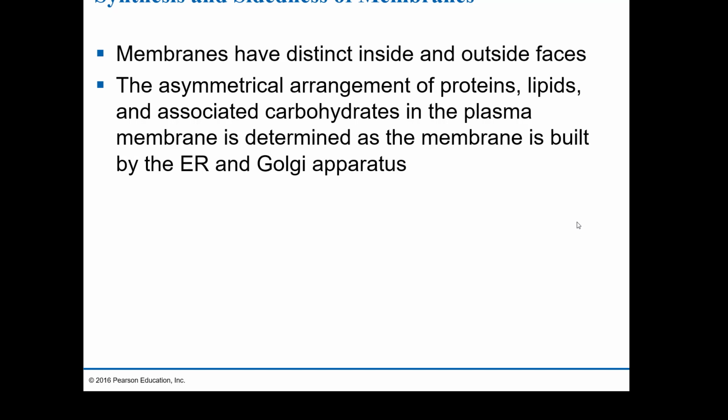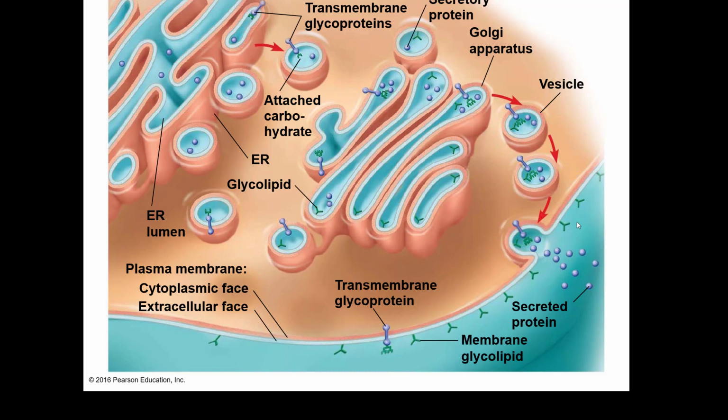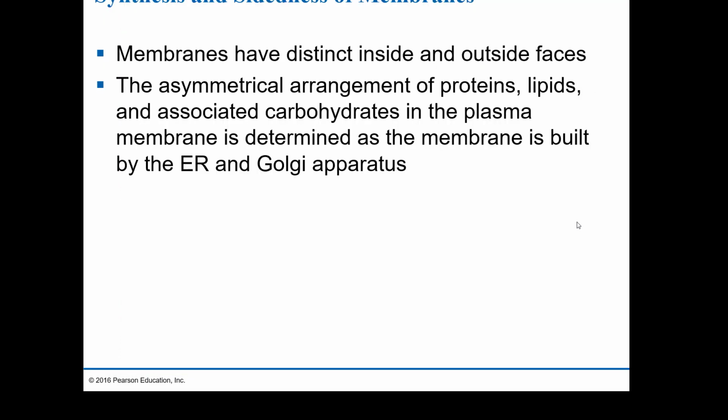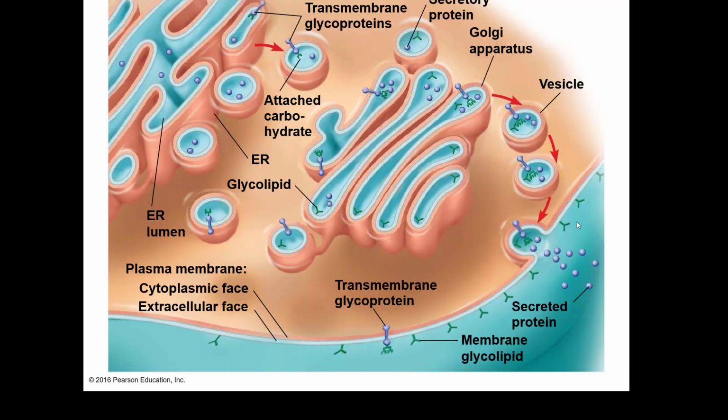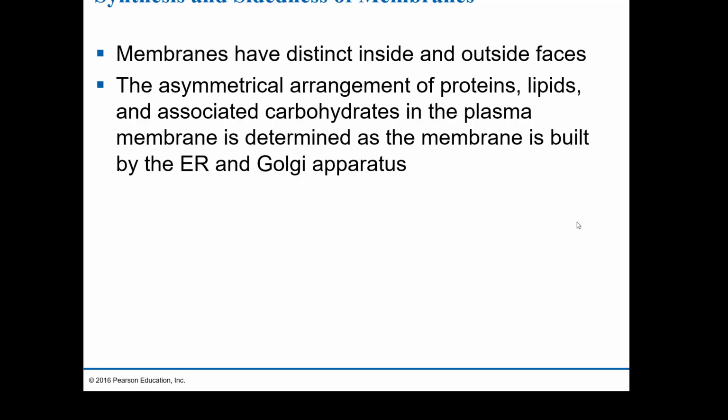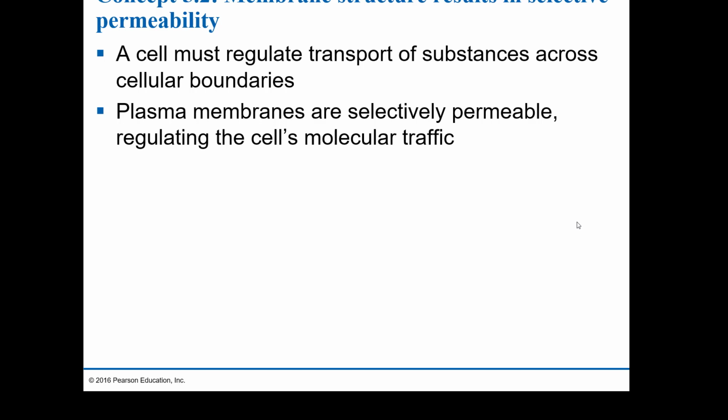The asymmetric arrangement of proteins, lipids, and carbs in the plasma membrane is determined as the membrane is built by the ER and the Golgi apparatus. So this is just a picture of, if you remember from chapter 4, I believe it was, when we learned about the jobs of organelles, what things look like in the plasma membrane is determined by the ER and the Golgi.